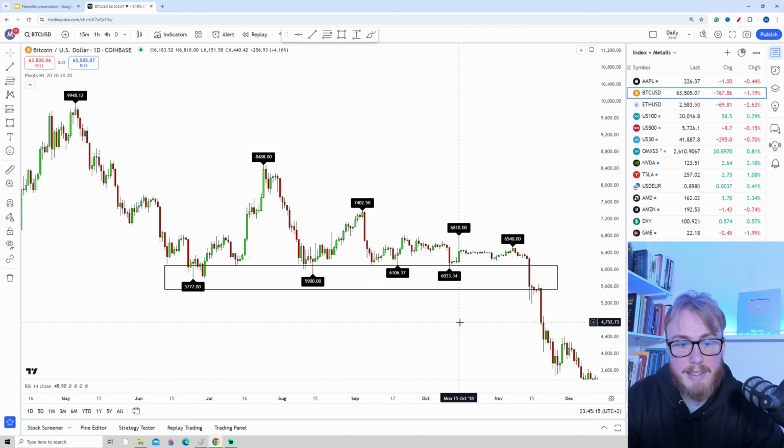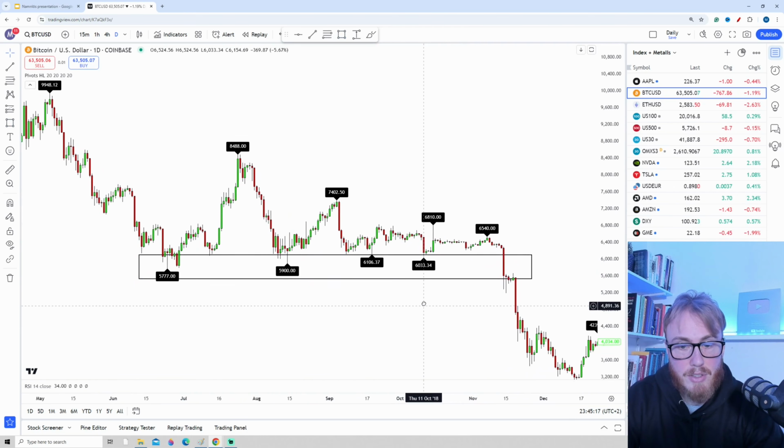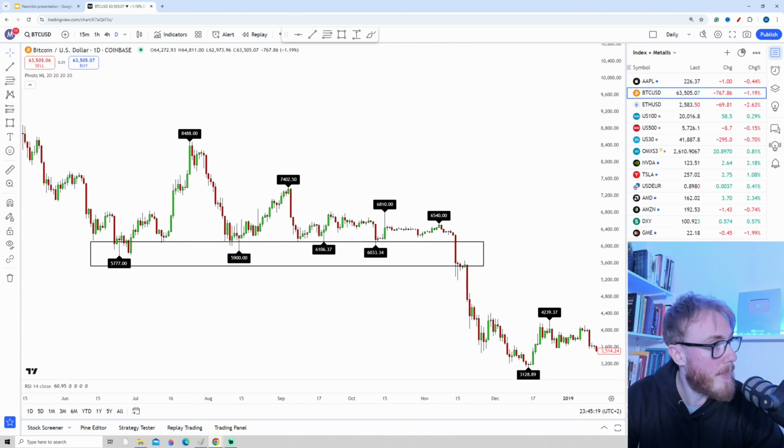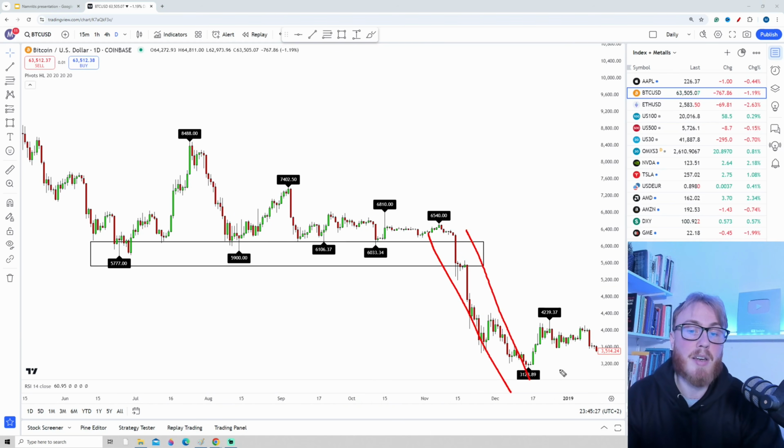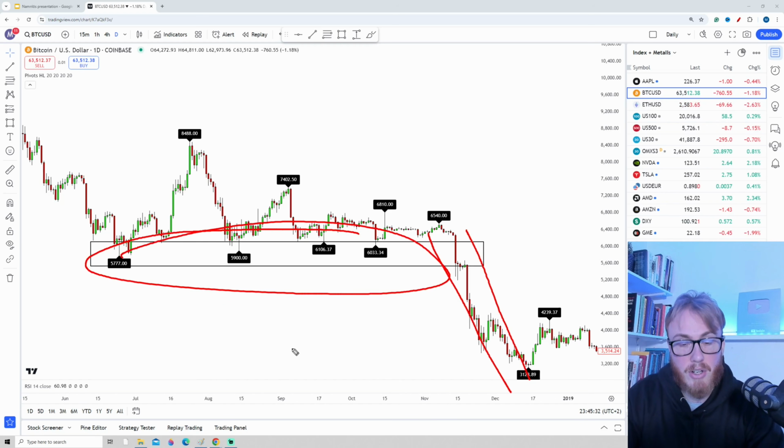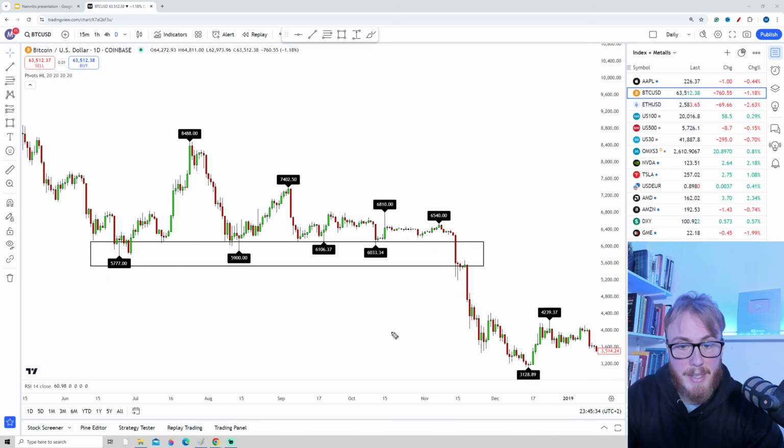These areas tend to be significant. So once the price breaks this area, like we, for example, did right here, you can see we broke this area, we actually saw a massive move towards the downside. And this area indeed turned out to be significant.